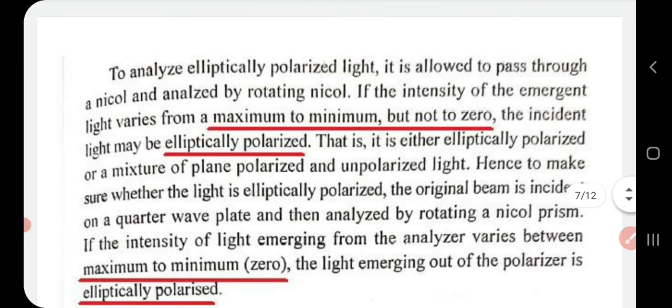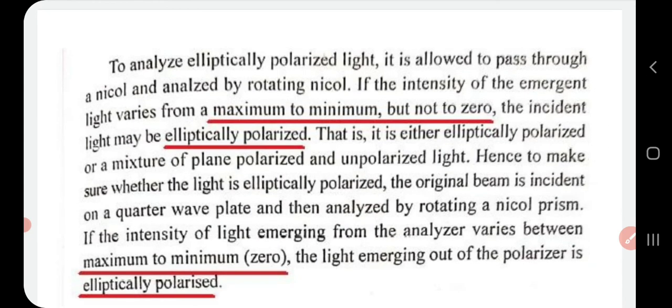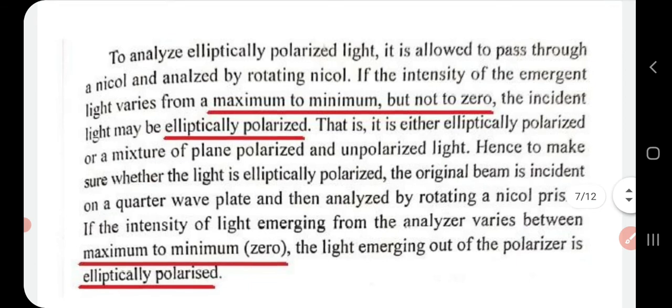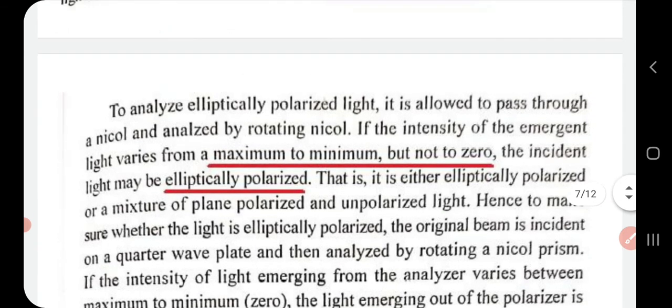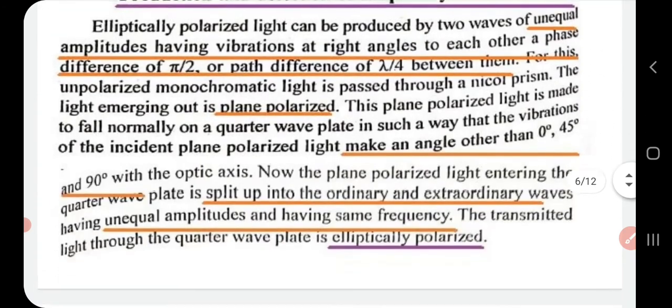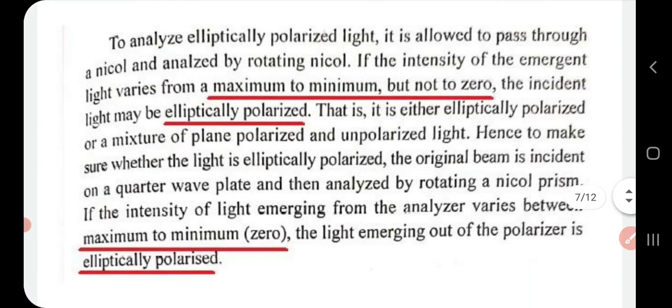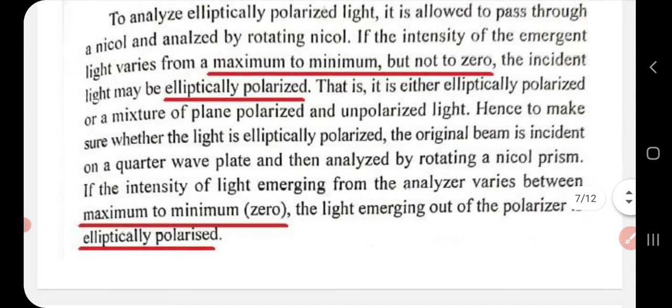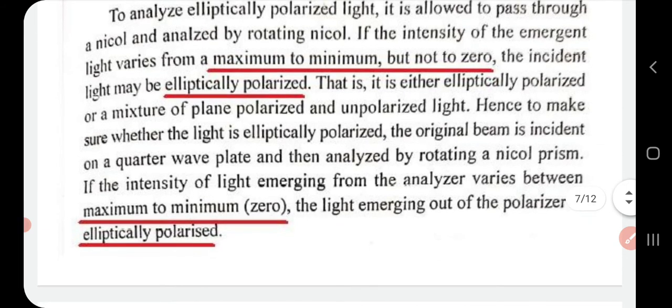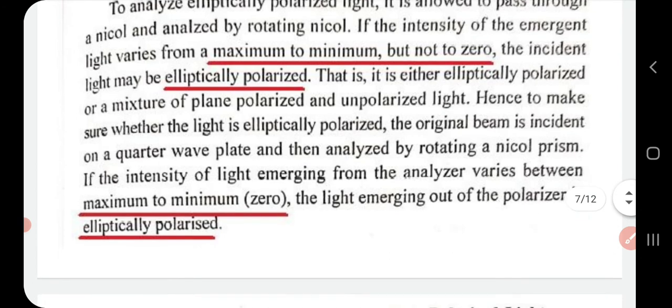Now, the detection. For detecting, you pass that emergent elliptically polarized light through a second Nicol prism. You see the intensity vary from maximum to minimum, but not 0. In the earlier case, it can be 0 also, right? But here, if the intensity varies from maximum to minimum, excluding 0, then the light emerging from the second Nicol prism is confirmed to be elliptically polarized.